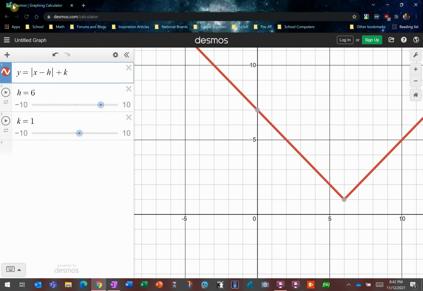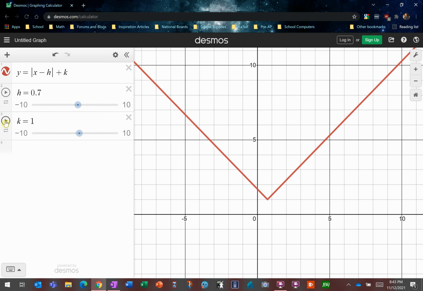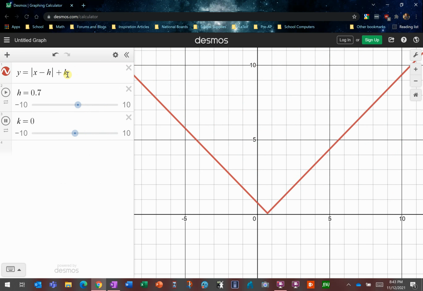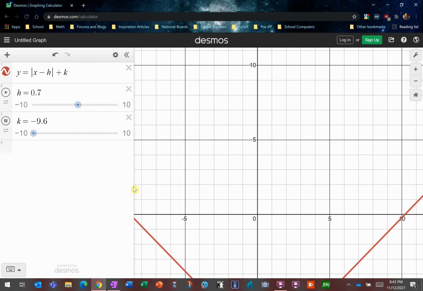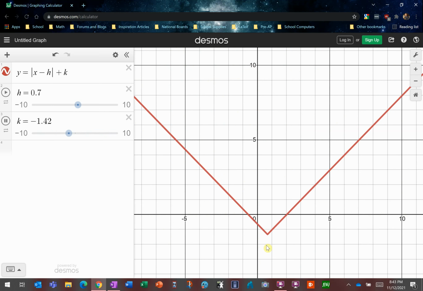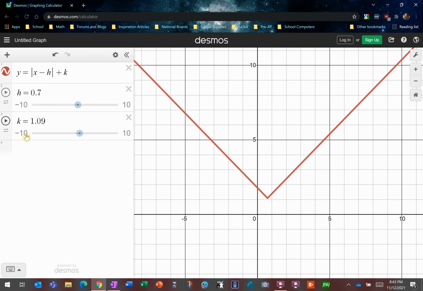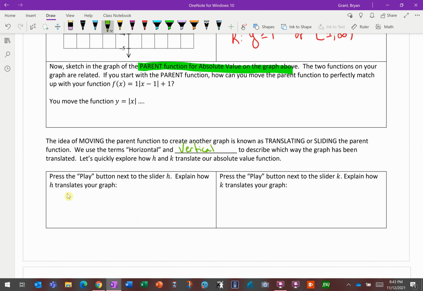All right, let's go ahead and see what happens if we adjust k. I'm going to move h back to the middle, and now let's move k. Well, as we change k, notice that our absolute value function is doing what? Well, it's moving straight up and down, right? The vertex is staying put horizontally, but it is sliding or shifting or translating vertically. Okay, so get those thoughts jotted down, and we'll do a quick conclusion.